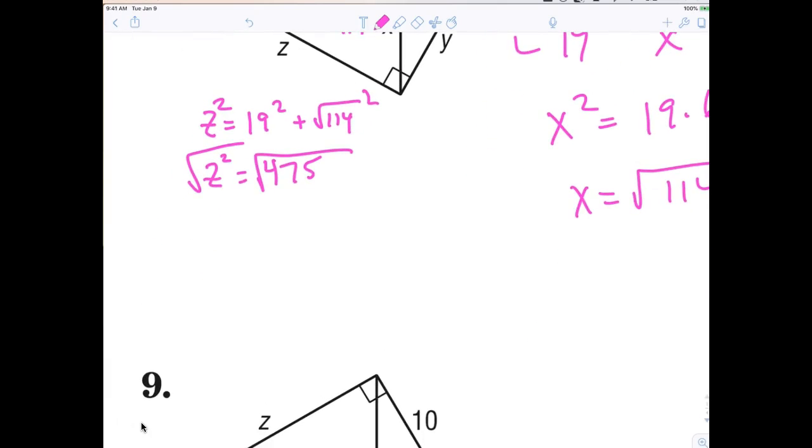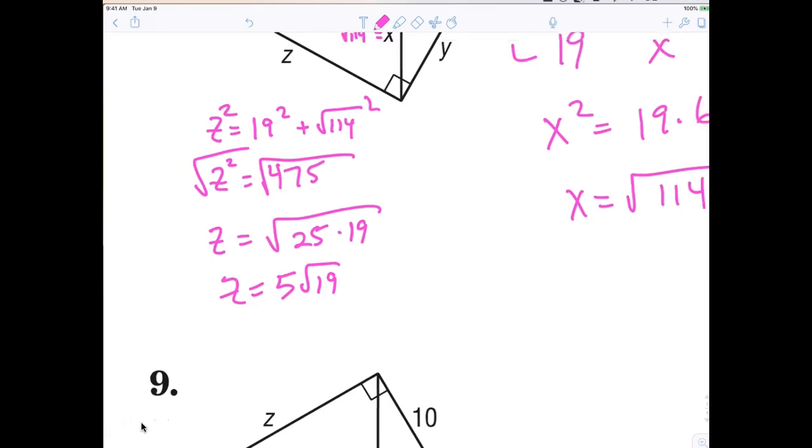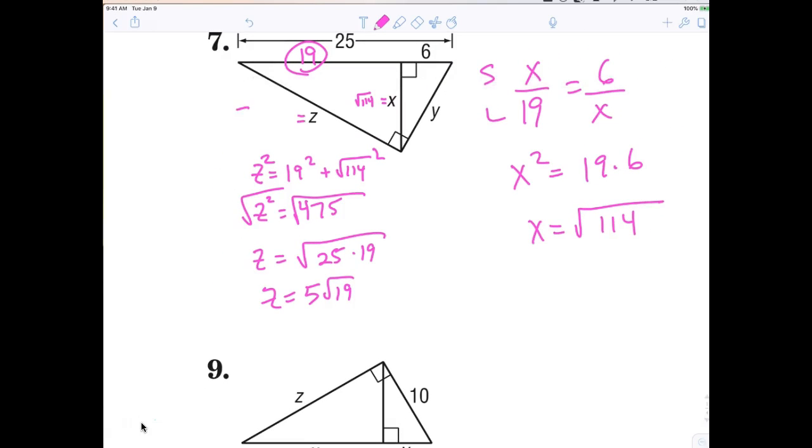25 times something. What would that be? 19. You're right. So there we'd have z equals 5 radical 19. All right, does everybody see? I just think that's easier. Do I care how you do it? I really don't care as long as you get the right answer. So z is equal to 5 radical 19.